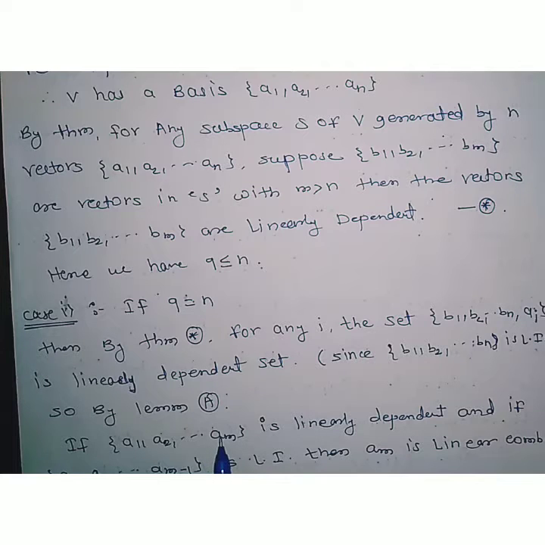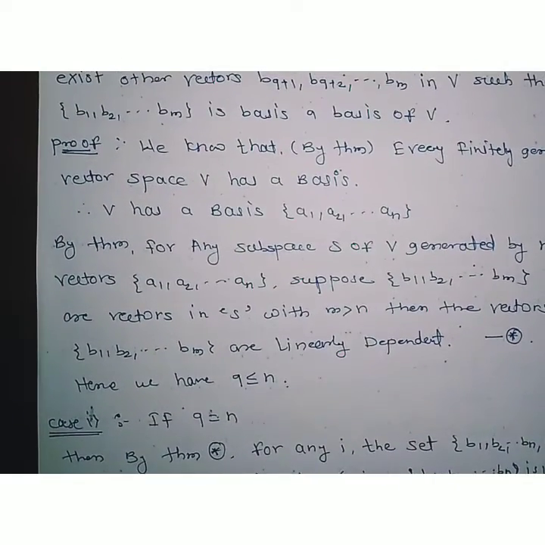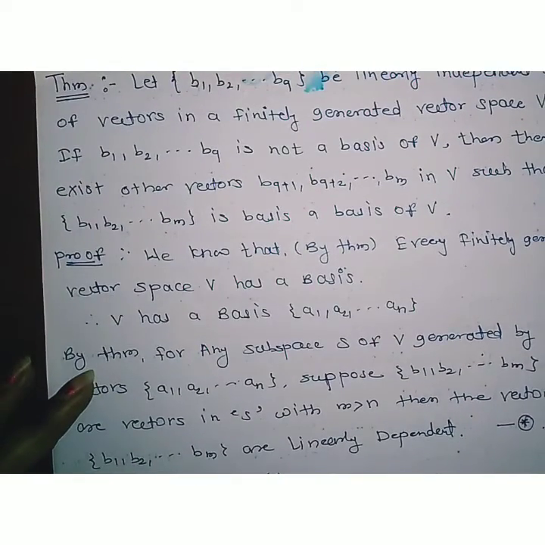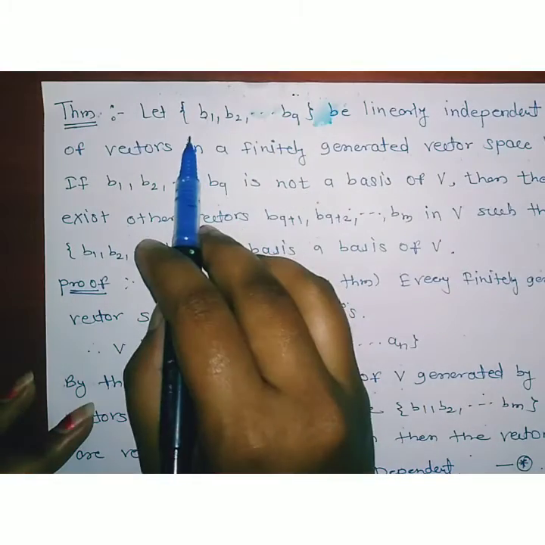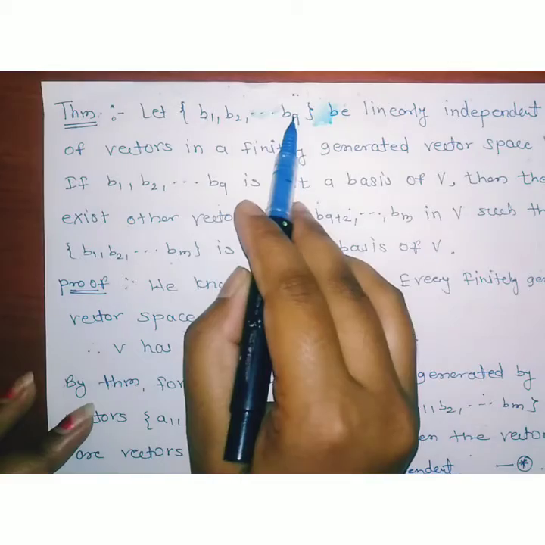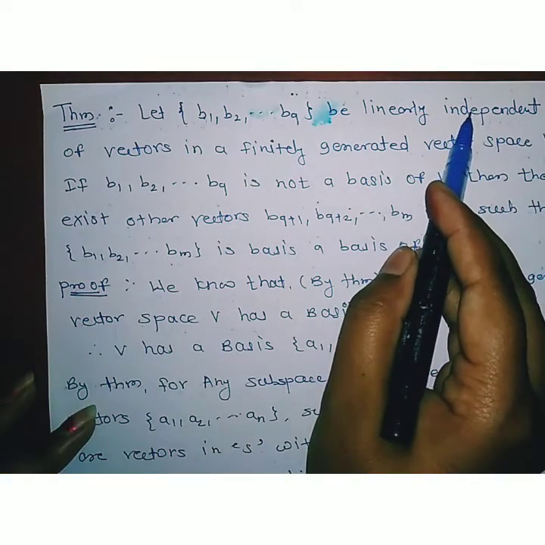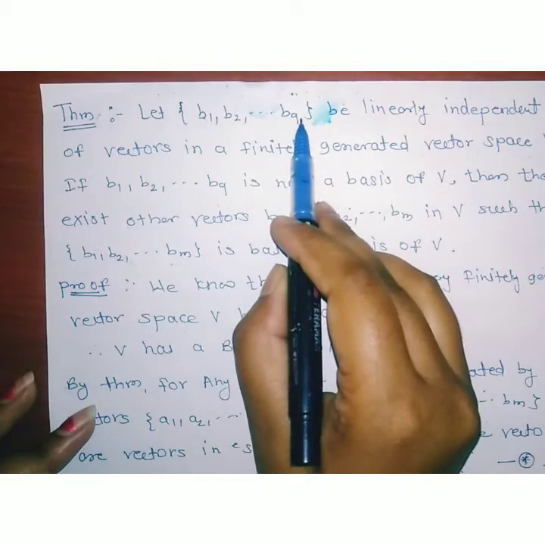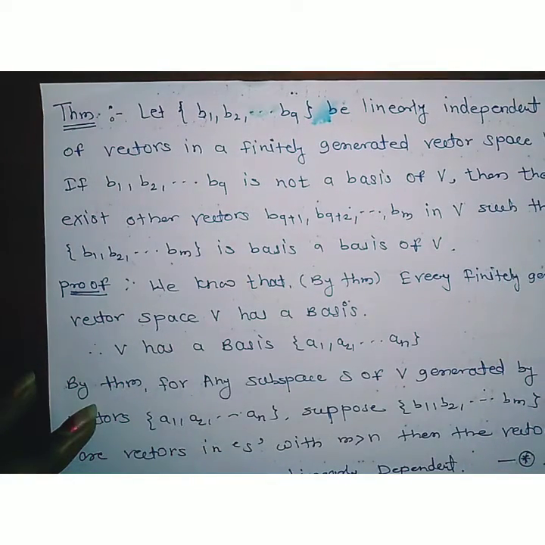Why does this happen? Here we consider q equal to n, and we have the set of vectors. If we put q equal to n, then the set is b1, b2, up to bn, and it is a linearly independent set. And if we add any other ai to that set, the set must be linearly dependent.